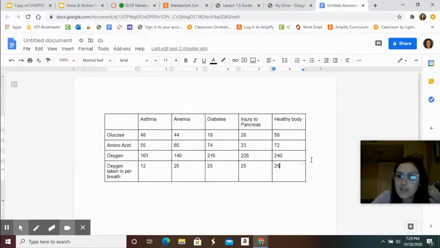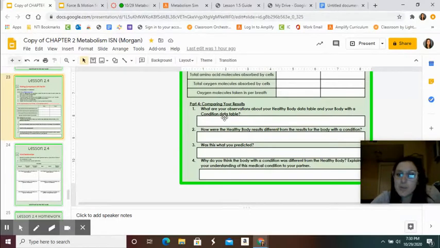And then we have 72 in a healthy body for amino acids, and we see the injury to the pancreas is super low. Diabetes is close, but it looks like asthma and the injury to the pancreas are affected. And then our healthy body has 240 oxygen, and we can see all of these are affected, especially anemia and asthma. And then obviously oxygen taken in per breath is highly affected in asthma, and the others are all the same number. So you can use this data here to answer your questions about what you saw and if that was close to what you predicted, yes or no.